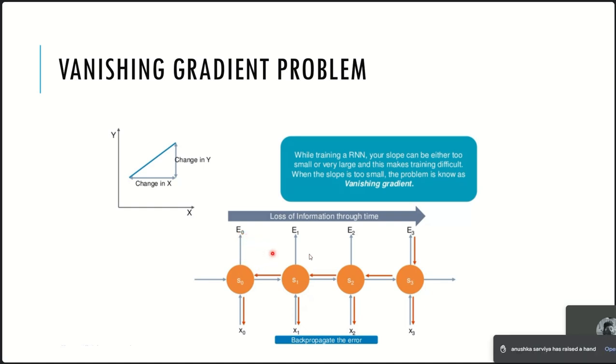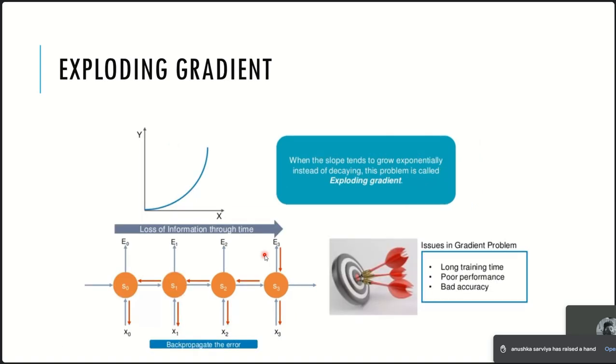This problem usually happens when you have long sequences. And when the error becomes almost zero, it is called the vanishing gradient. We'll look at one example and then you'll understand it much better.